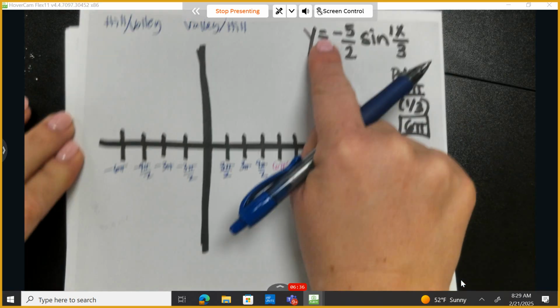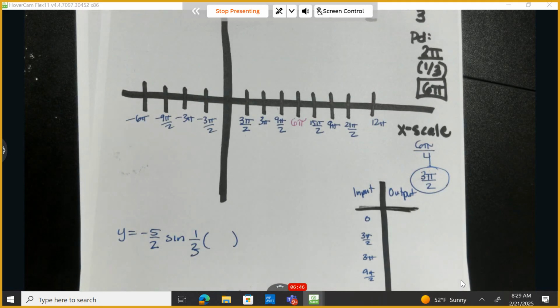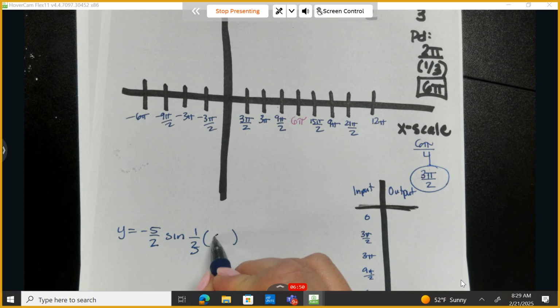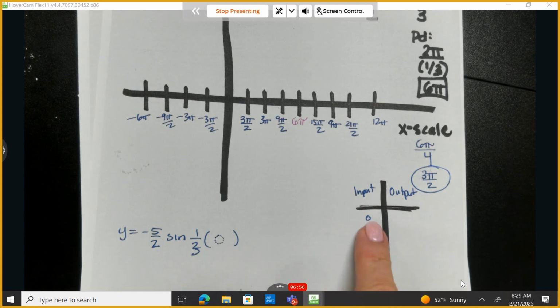So I'm going to start with 0. I'm going to write this down. Please do the same. Y equals negative 5 halves times the sine of 1/3, and then in back of it, I'm going to put a blank spot. That blank spot is where I'm going to put the first input, which is 0. I'm going to write it really lightly so I can go over the top and put a different number later on. I'm just being lazy. This is my first input.